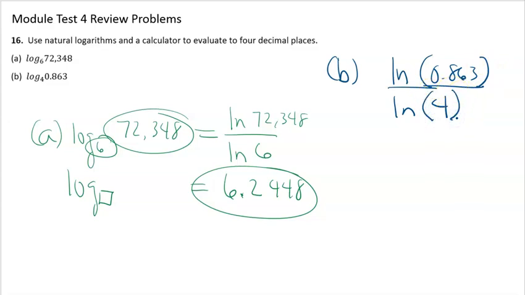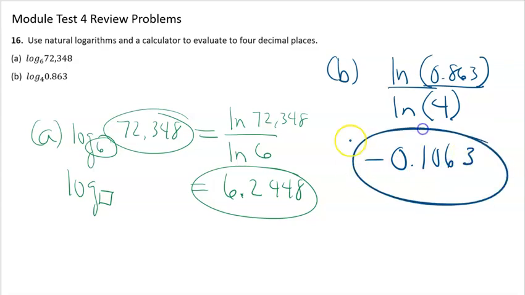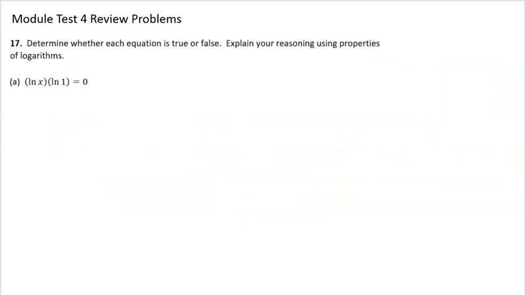So I have natural log, and again, parenthesis pops up, 0.863, close out that parenthesis, and then divided by natural log 4. And I get negative 0.1063 as my answer.